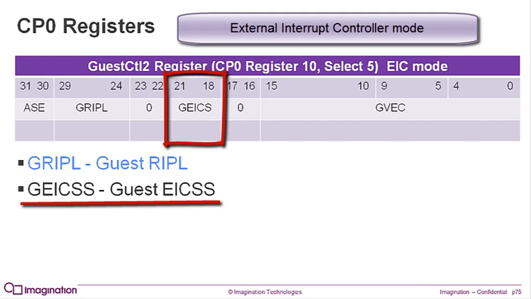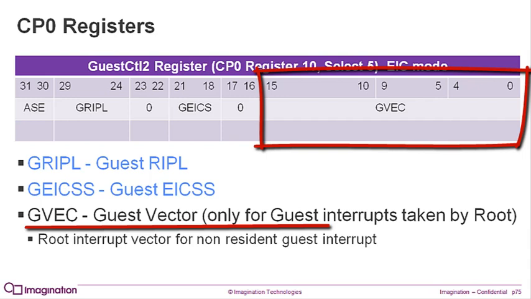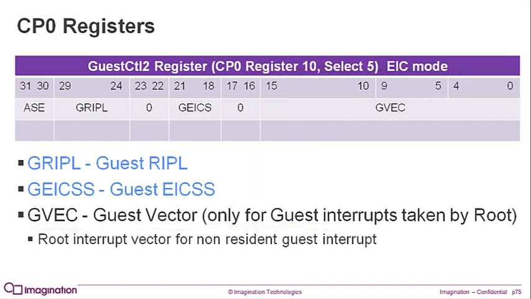GEICSS is the external interrupt controller shadow set number. The GVEC is the guest vector offset that would be provided by the EIC, which would be used directly as the interrupt vector once the processor enters guest mode. Note, this is not used in the MIPS EIC implementation. The GRIPL, as described previously, is used as the vector instead.